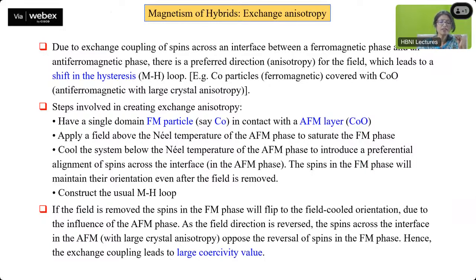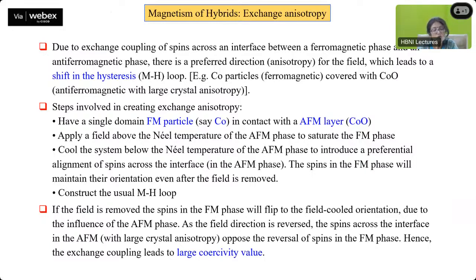So you apply a field above the Néel temperature to this antiferromagnetic phase, and you saturate the ferromagnetic phase. Then you cool the system below the Néel temperature of the antiferromagnetic phase, and you introduce a preferential alignment of spins across the interface, that is, in the antiferromagnetic phase. The spins in the ferromagnetic phase will maintain their orientation even after the field is removed. Now you construct the usual MH loop.